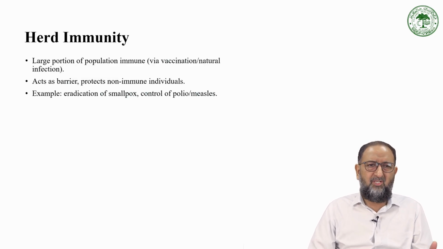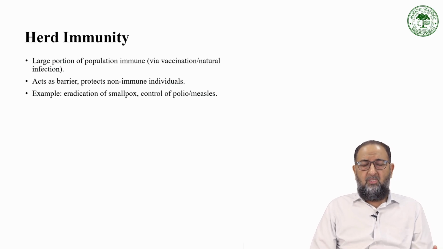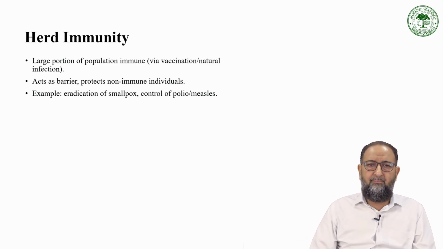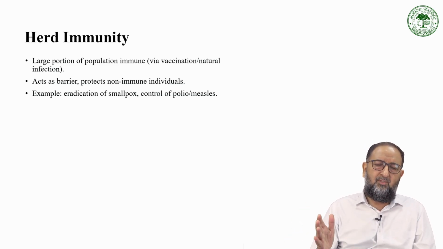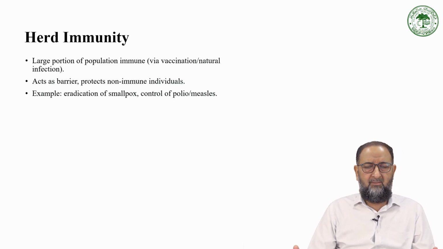Herd immunity. It's very common. Herd immunity is when a large population of a particular community is immune via vaccination or natural infection. Like COVID-19: after 2021, herd immunity spread, with more than 50% of the population immune to the SARS-CoV-2 virus, and so we call it herd immunity.